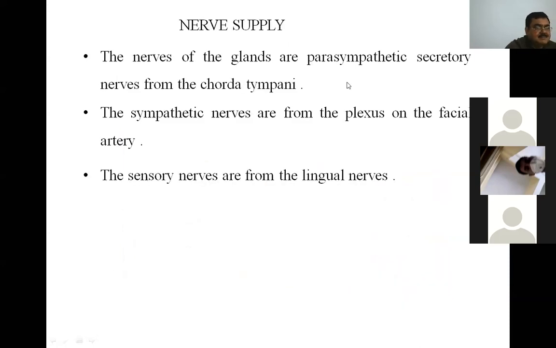Nerve supply of the gland is parasympathetic secretory nerve from the chorda tympani and sympathetic from the plexus of the facial artery. Sensory nerve from the lingual nerve. तो जिससे वो लगे हुए हैं, अंदर दो रूट से, वो नर्व है लिंगुअल नर्व. लिंगुअल नर्व किसकी ब्रांच है? ये ब्रांच है मैंडिबुलर की. मैंडिबुलर किसकी ब्रांच है? ट्राइजेमिनल. तो ये सेंसरी है. तो सेंसरी सप्लाई थ्रू दी लिंगुअल.